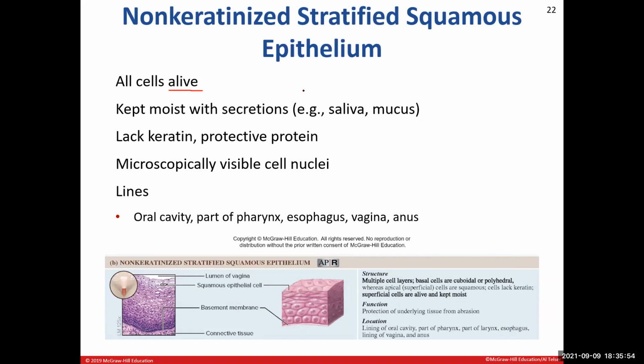Anyways, so think of this type of keratin in areas that are going to be moist. So your mouth, the vagina, the anus, the esophagus, parts of your throat, the pharynx, and again, the larynx.